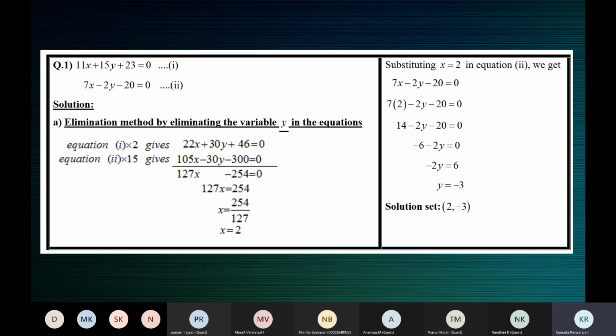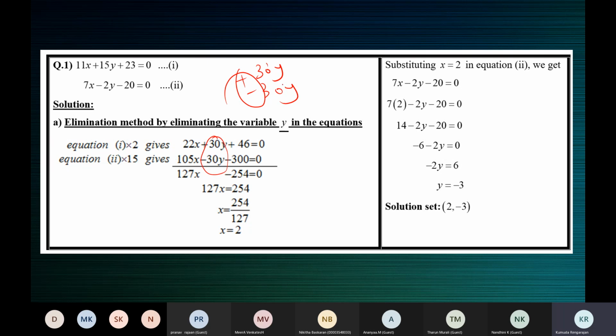Now, how do you eliminate? I told you, you can eliminate any one of the two variables. I have eliminated y. How to get rid of y? The coefficients of y should be the same in both the equations. If they are the same, you can get rid of it. If you want to get rid of the variable y, make the coefficients equal. Take the absolute value of the coefficients. Like in this case, it's plus 30y and minus 30y. That's okay. The signs don't matter.